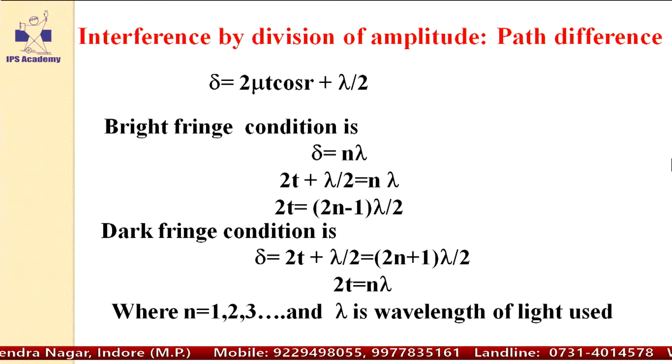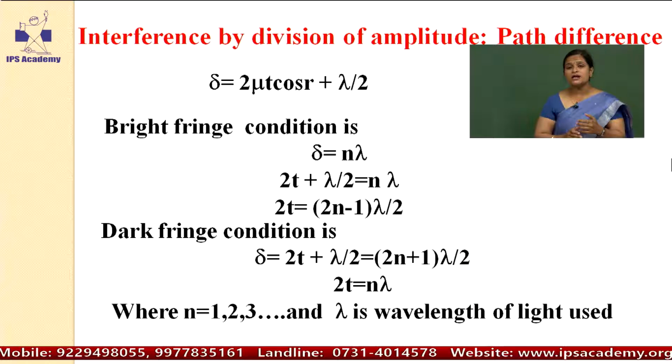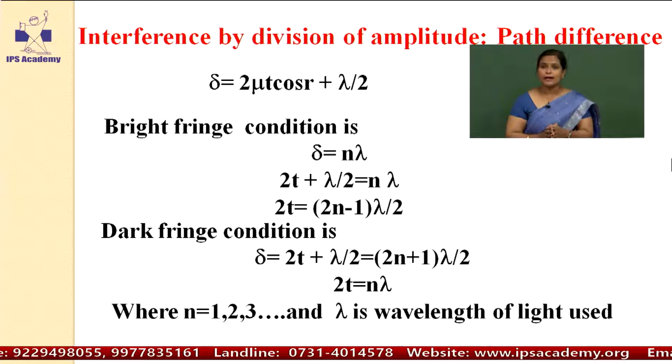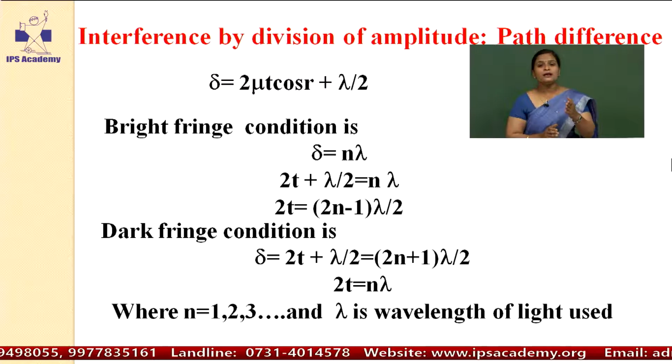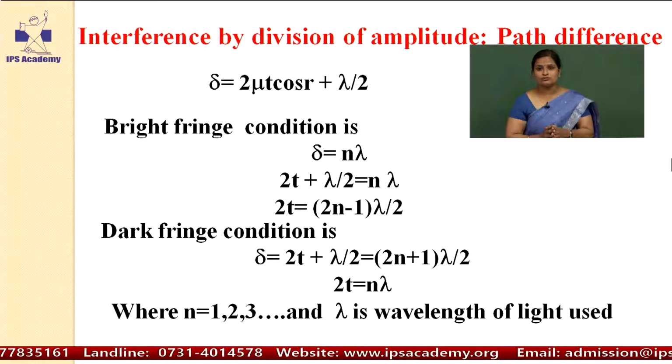So we have the two conditions, one for bright fringe and another for dark fringe. Bright fringe condition is 2t equal to (2n minus 1) lambda by 2 and dark fringe condition is 2t is equal to n lambda. Here n is equal to 1, 2, 3 and lambda is the wavelength of the light used.